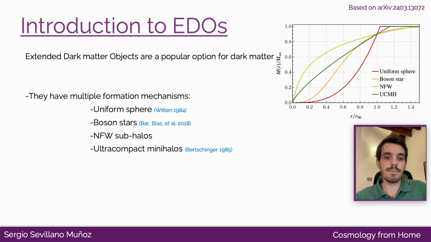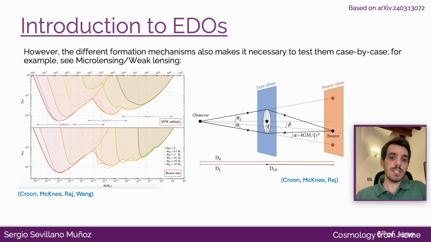Now, these objects have been studied quite widely already, and mainly this has been done in terms of microlensing. So the same microlensing signals that we have from PBHs, you can do them for EDOs. And the most interesting thing is that, of course, you have to do one run for different shapes, but not only do different runs for different shapes, but also for different radii, because depending on how big is the object, you're going to find one thing or another.